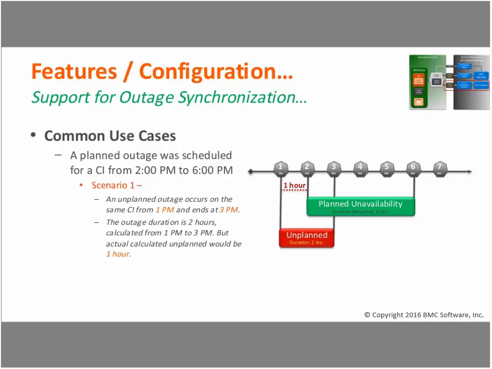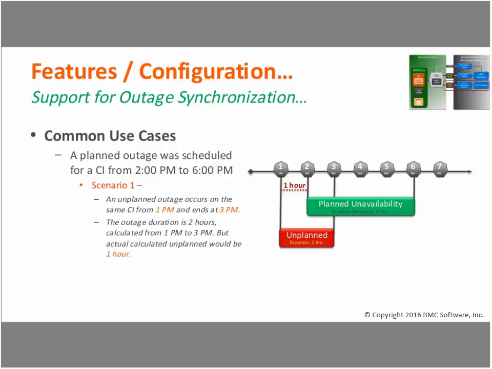On the flip side, on the event management side, it does not care, when we talk about outages, whether it's planned or unplanned. It could care less. All it's doing is saying the CI went down and now the CI is back up. And as a result of that, it will produce our unavailability record.